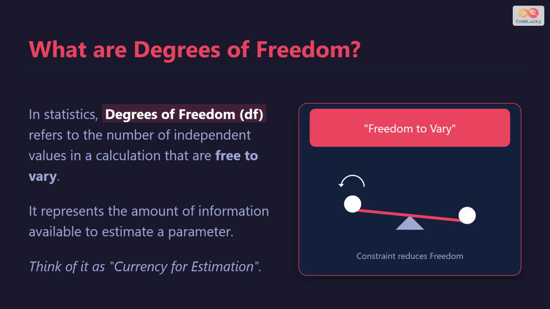First, let's define the concept. Degrees of freedom represents the number of independent values in a calculation that are free to vary. You can think of it as the currency or information available to estimate a parameter. Every time we estimate a parameter like the mean, we use up 1 degree of freedom, or 1 unit of this currency, effectively placing a constraint on our data.